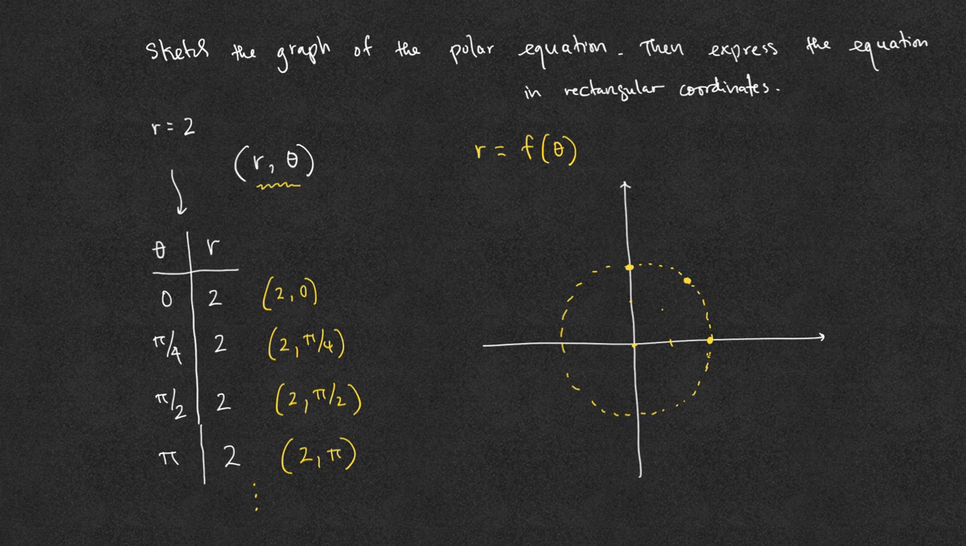To see that this is a circle in the rectangular coordinate system, we start with r equals 2, and then we square both sides of the equation to get r squared equals 4. But the conversion for r squared is x squared plus y squared. So x squared plus y squared equals 2 squared is the equation of the circle centered at the origin with radius 2. This is the reason why we square the given equation, because we want to have r squared so that we can convert it into the rectangular coordinate system.